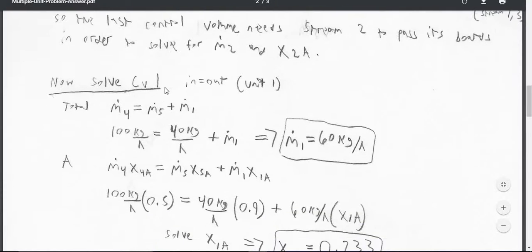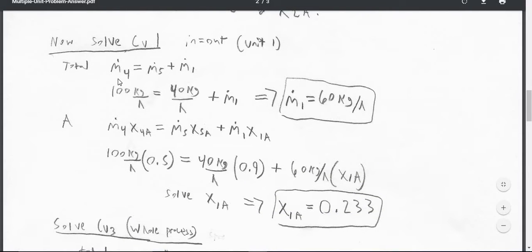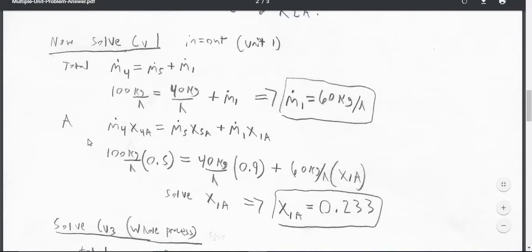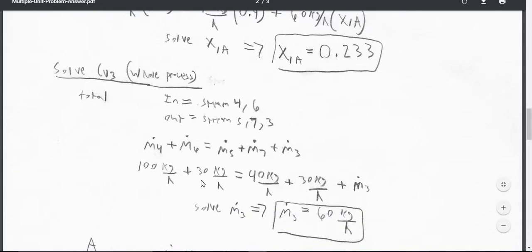For control volume 1, which was unit 1, we're going to take the total in, and that's going to be equal to the total out because there's no accumulation, since it's at steady state, and there's no generation or consumption because there's no reaction. Solving for the values we need, M1 is equal to 60 kilograms per hour. Then looking at the A balance, we can take all the A that comes in stream 4, and that's going to be equal to all the A that comes out of stream 5 and all the A that comes out of stream 1. When we rearrange and solve for X1A, we get 0.233. Then we do the whole process.